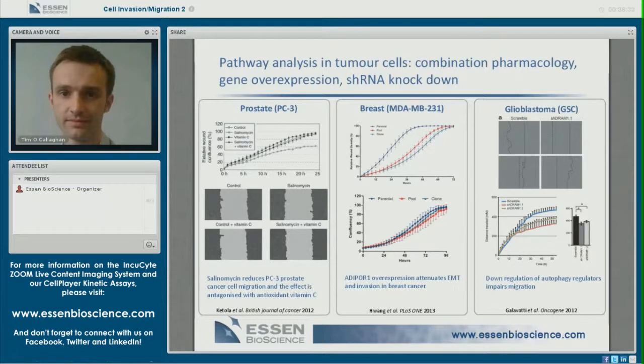A team at University College London showed that downregulation of the autophagy regulator DRAM1 impaired migration of glioblastoma stem cells, and the team highlighted that DRAM1 could provide a new target for drug therapy against aggressive glioblastoma multiforme brain tumors.